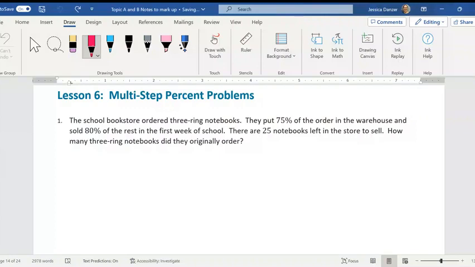Ordered 3-ring notebooks. They put 75% of the order in the warehouse and sold 80% of the rest in the first week of school. Let's write 75% in the warehouse. And although you may want to write 80% of the rest in the first week of school, let's think about what the rest would be. If we have 75% in the warehouse, that means 25% would represent the rest. So this would be placed in the store.